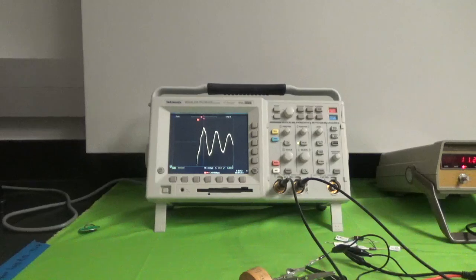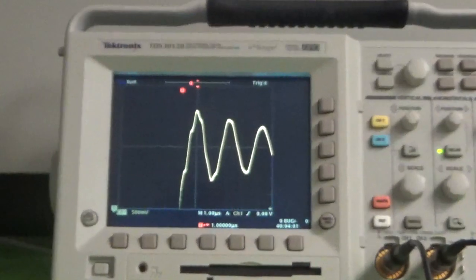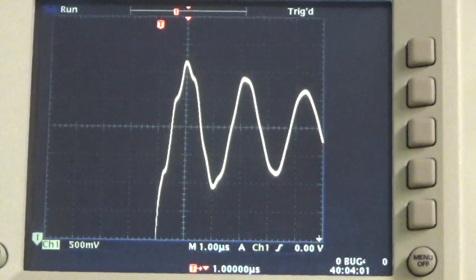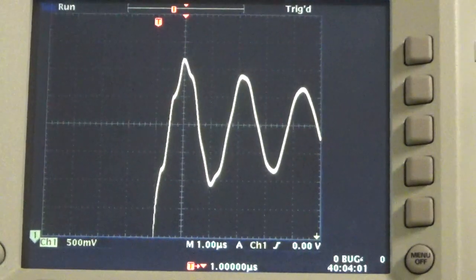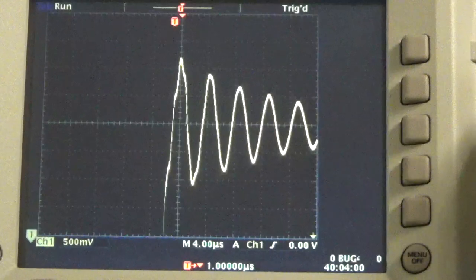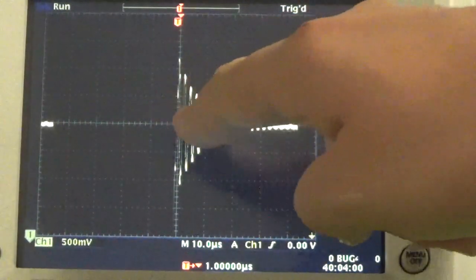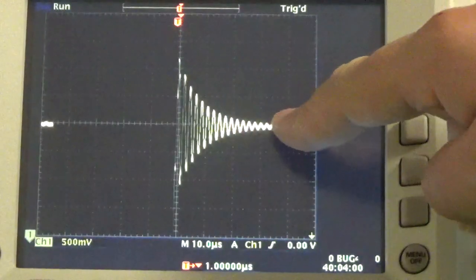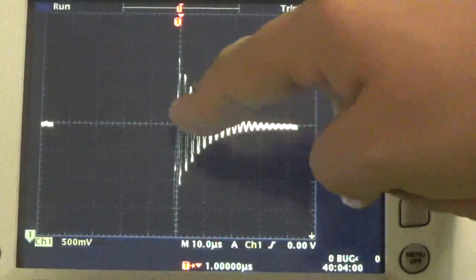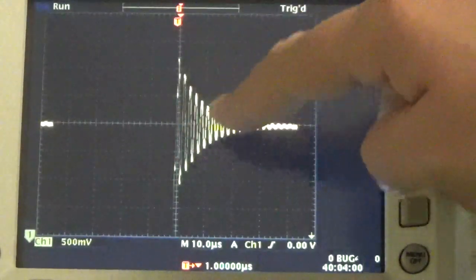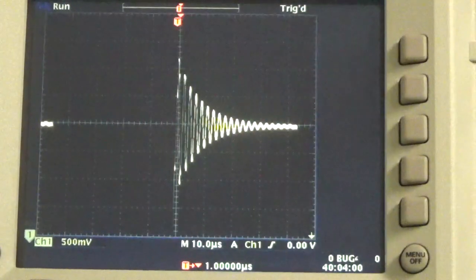But what you can see here is that this oscillation is damping. Actually, it is going to 0 while it is propagating with respect to time. So you can see that this oscillation, or the oscillation amplitude, will get to 0.